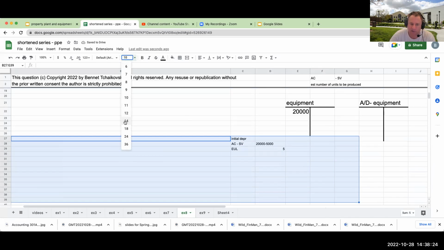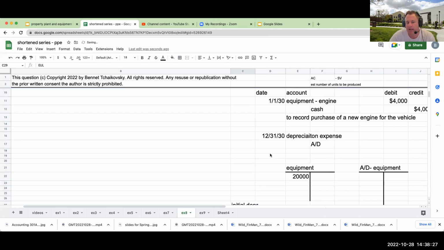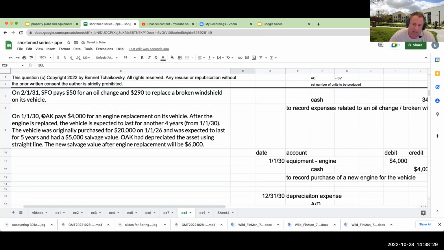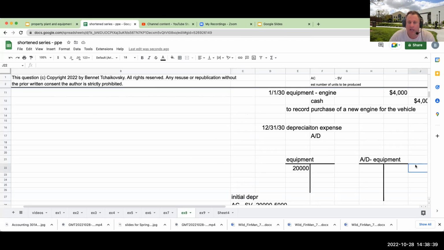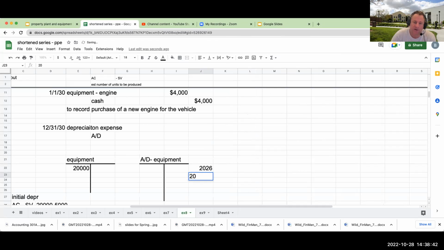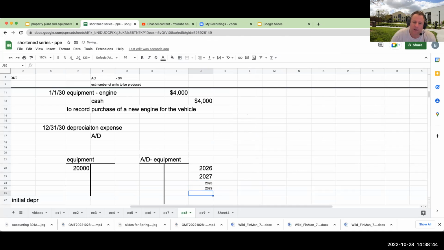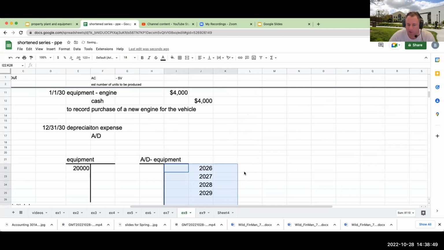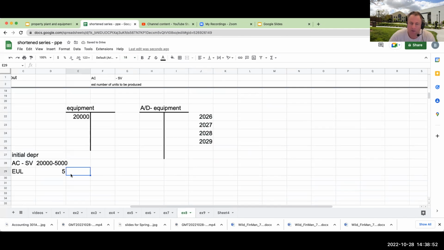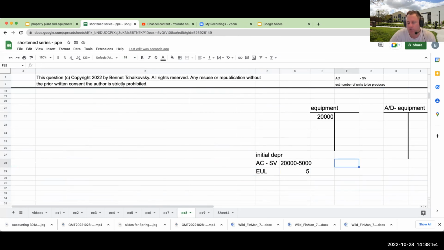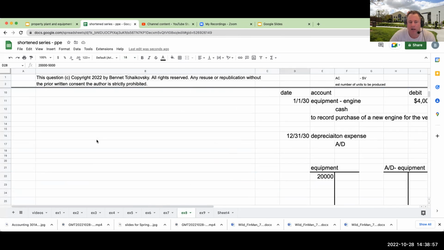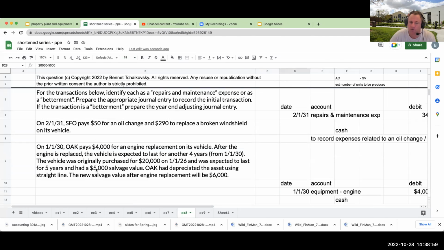Why do I need to do this? Because as of 1/1/30, I have to figure out how much I depreciated the asset up until that date and then use the new information to depreciate the asset going forward. We need to figure out how much depreciation expense we took during the first 4 years that we owned the asset. My acquisition cost was 20,000, and my initial salvage value was 5,000.